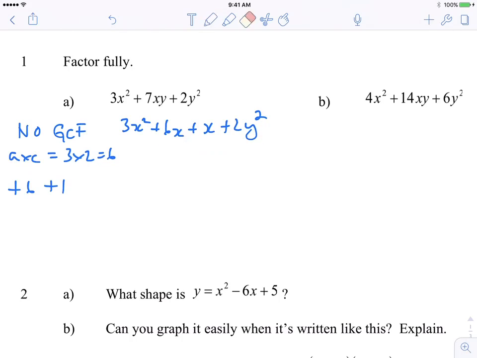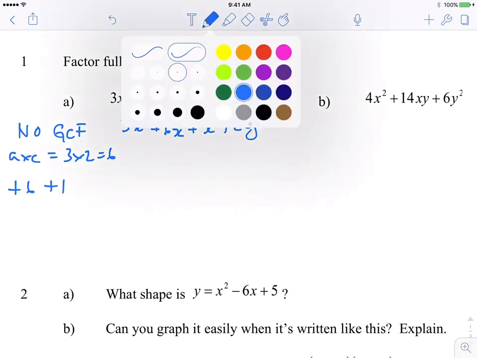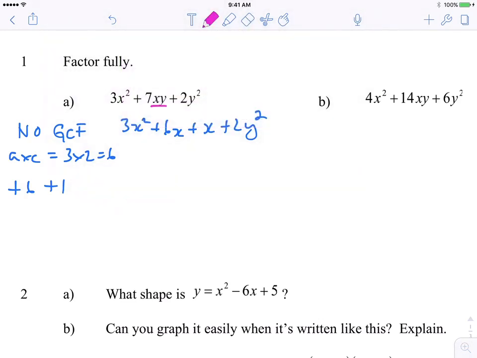Follow me here for a second. My mistake was, and I should highlight this in pink because you'll recognize it, the middle term is 7xy. I forgot to put the y here. So that's positive 6xy plus xy. In this case, when we take out our GCF of 3x, we're going to multiply by x plus 2y.